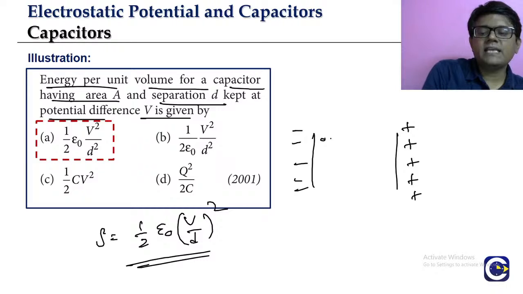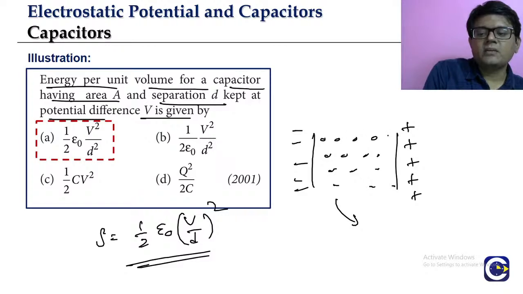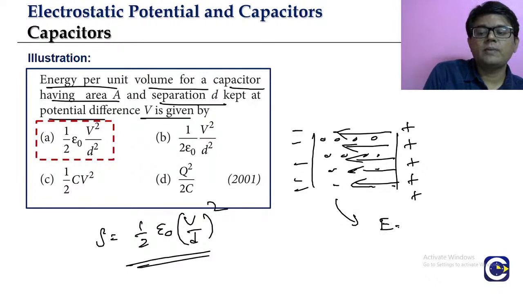So we are saying this energy is associated with the electric field. The energy is associated with what? Electric field. So the field between the two plates will be uniform. It will be a uniform electric field. What is the value of this uniform electric field? It will be V by D.